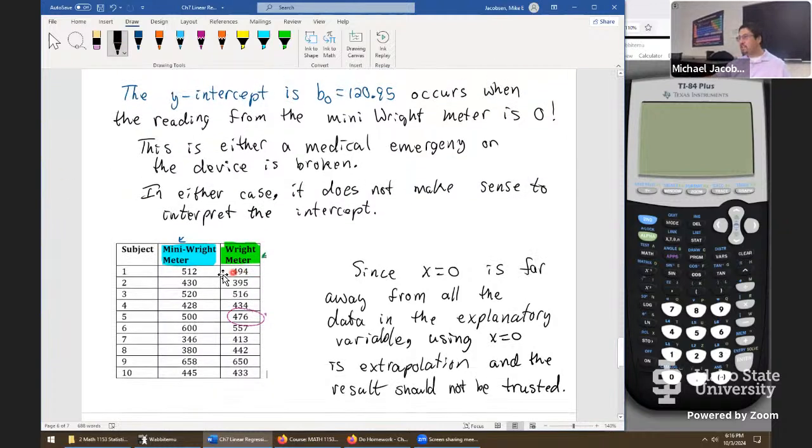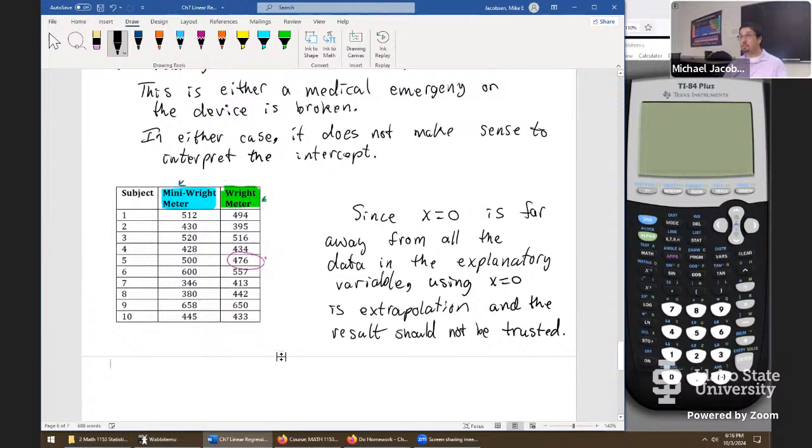So again, at an intercept, x is 0, but all the x values are ginormous relative to 0. The lowest one looks like it's 346 mainly. So anything that goes below 346 by a large degree is extrapolation, and we can't guarantee the model's accurate at all. That leads into the next question, but any comments or questions so far, folks?